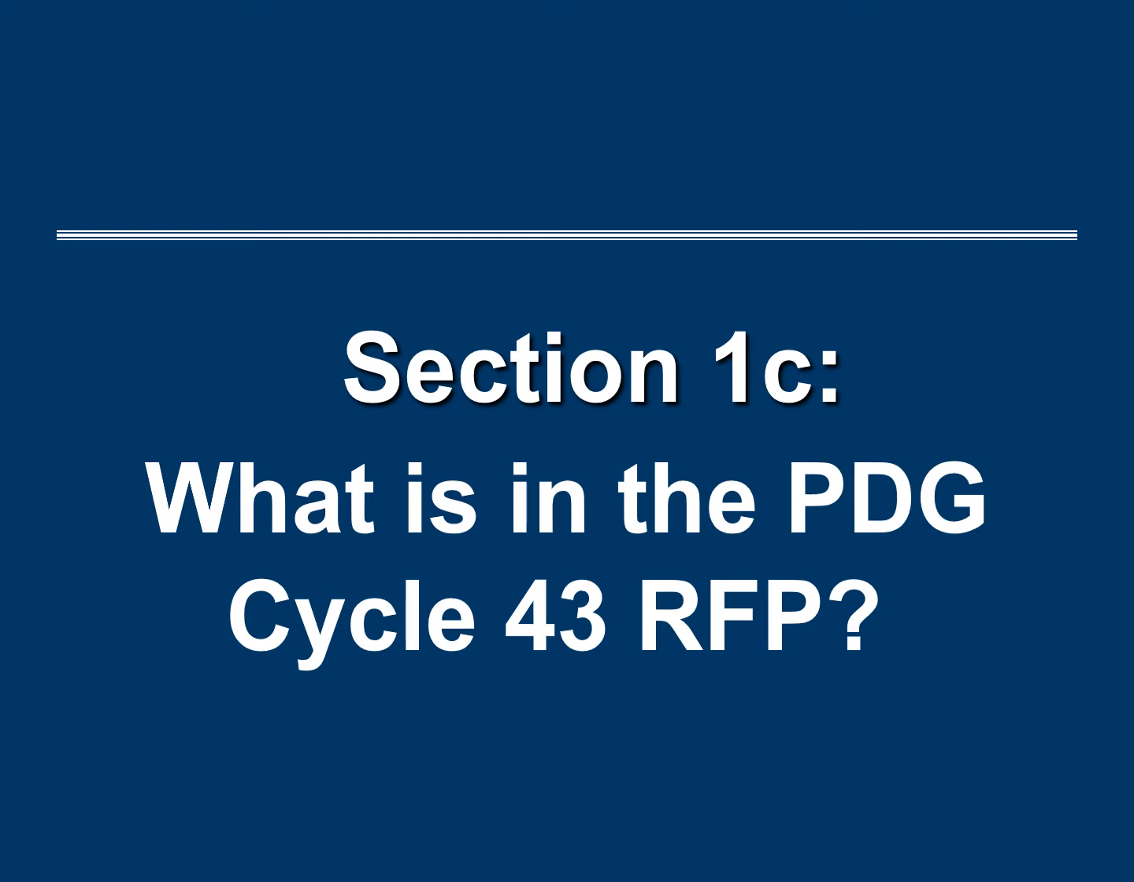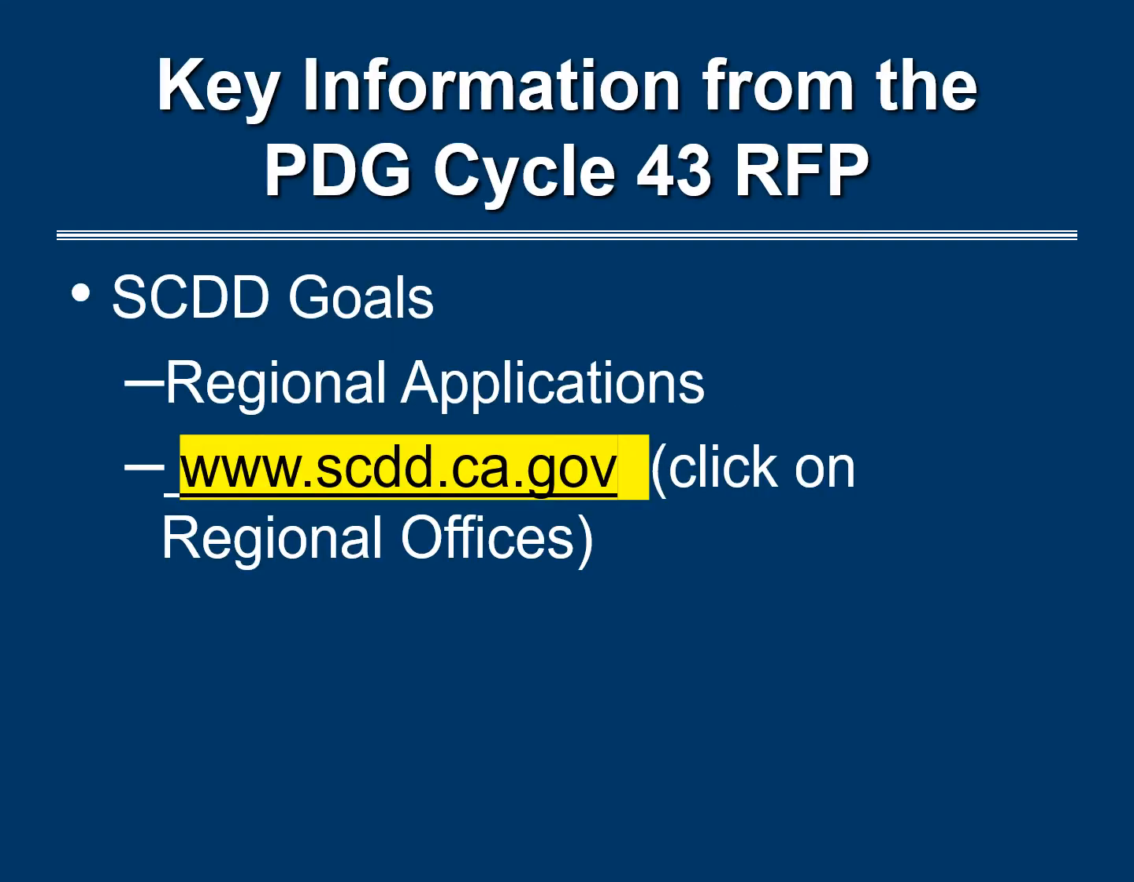This is section 1C. What is in the PDG Cycle 43 RFP? This is the last section in Module 1, getting ready to write the grant proposal. There is key information specific to the PDG Cycle 43 RFPs. These grants help the State Council reach its goals.